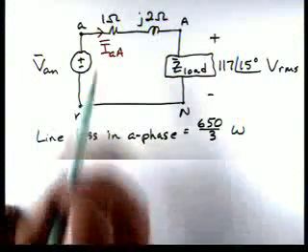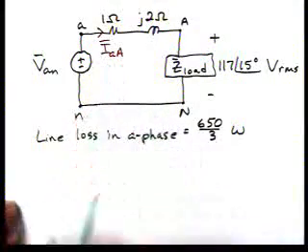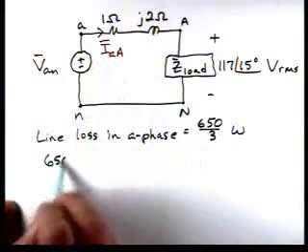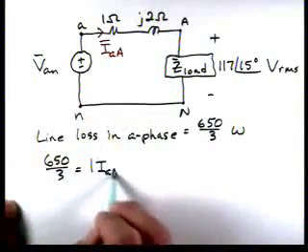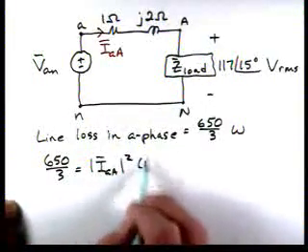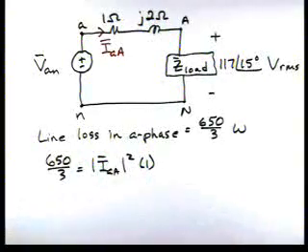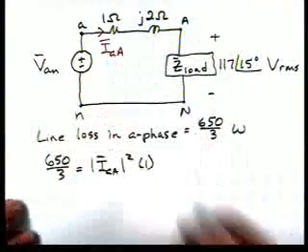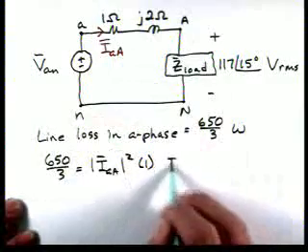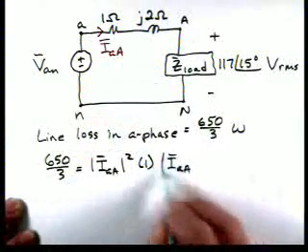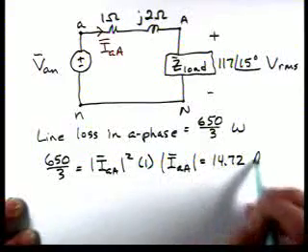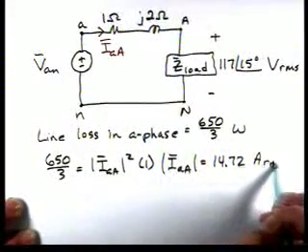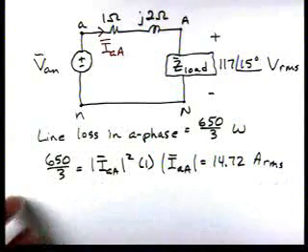So for instance, we can find the magnitude of this current now. So we have 650 over 3 is equal to the magnitude of that current squared times 1 ohm. And that's because we have a 1 ohm resistance in the line. So then the magnitude of our current is 14.72 amps RMS. So we just went through and solved this equation.